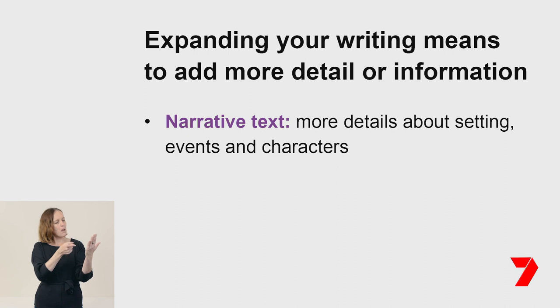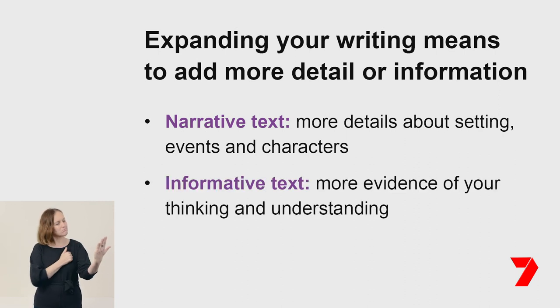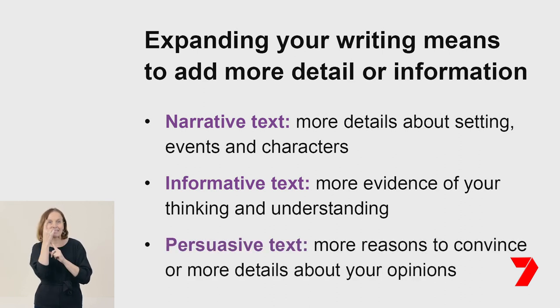Sometimes it's all too easy to write a fast and furious answer and then it's done. But there are ways you can provide additional information or detail to help the reader understand more about what you're telling them. If you are writing an imaginative text, such as a narrative story, adding more detail can help describe the setting, the events, or the characters more vividly for the reader. In informative texts, additional information can show your thinking and understanding. And in persuasive texts, you can expand your writing with more reasons to convince or more details about your opinions. So, in a nutshell, it makes you sound more knowledgeable about your topic.